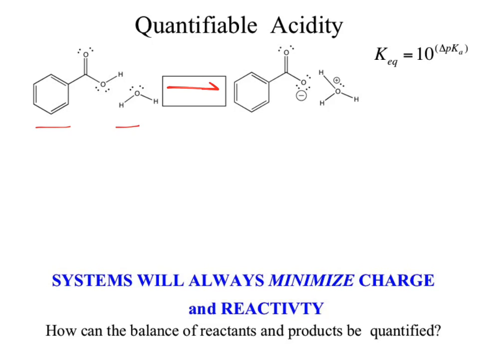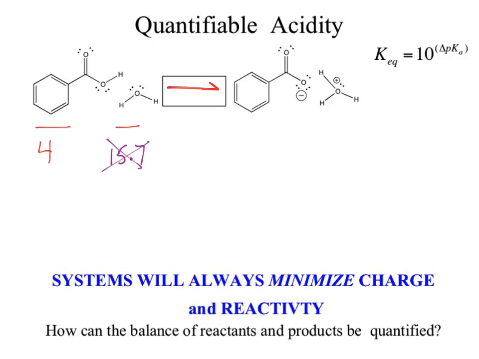Benzoic acid has a pKa of about 4. Water has a pKa of about 15.7. Which one is more acidic? Benzoic acid, right? Because it has the smaller pKa value. That would suggest that benzoic acid should act as an acid. We don't have to do charge comparisons.